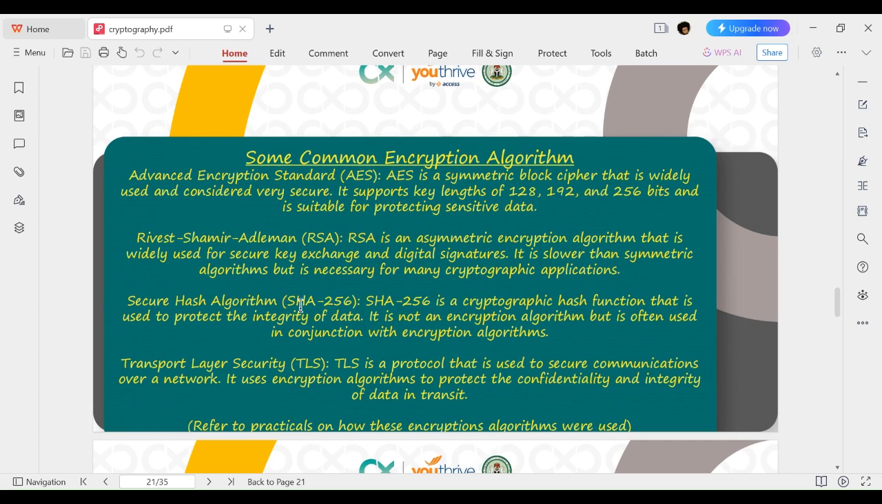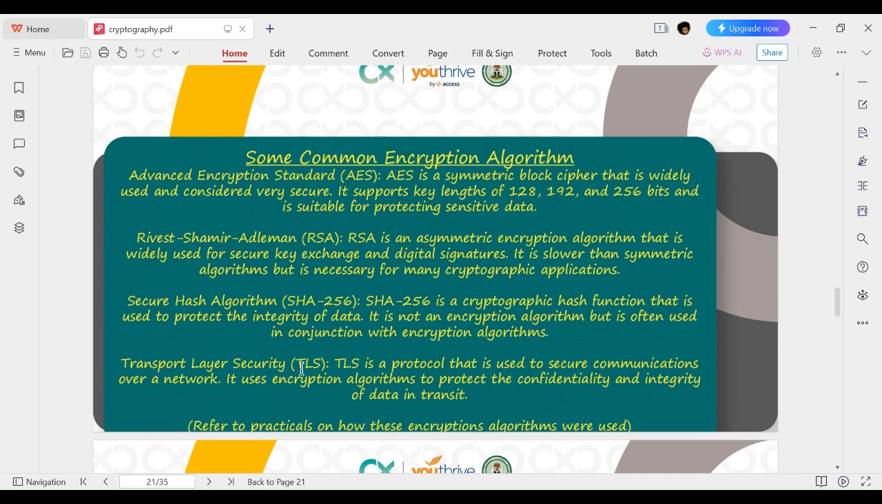We have the Secure Hash. This kind of algorithm is used to perform hash functions. It's a cryptographic hash function that is used to protect the integrity of data. It is not an encryption algorithm, but is often used in conjunction with encryption algorithms.